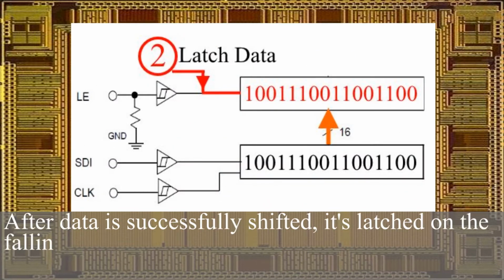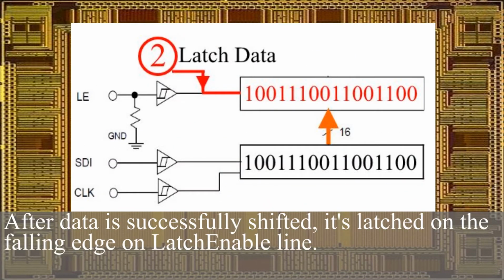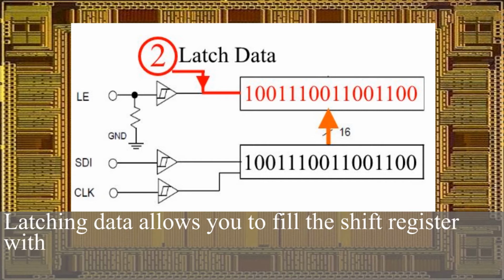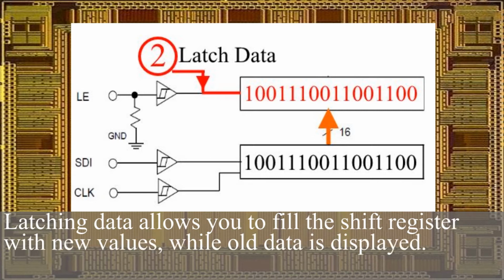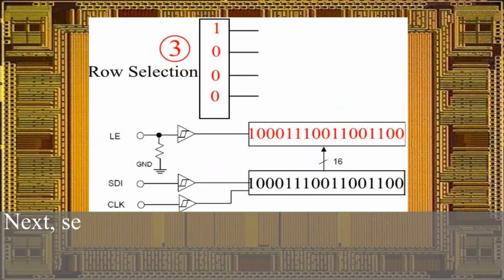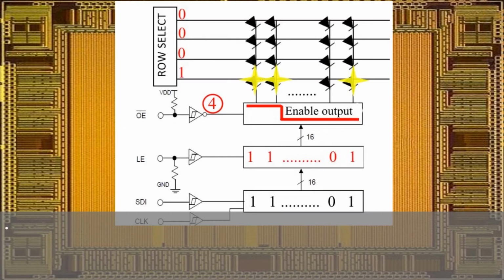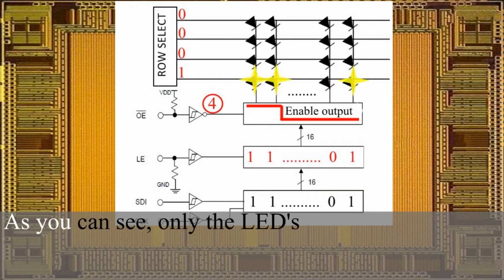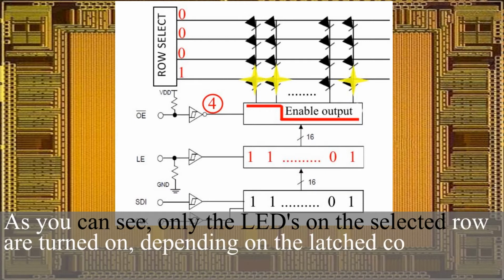After data is successfully shifted, it's latched on the falling edge of the latch enable line. Latching data allows you to fill the shift register with new values, while old data is displayed. Next, select the row and eventually enable output. As you can see, only the LEDs on the selected row are turned on, depending on the latched column data.